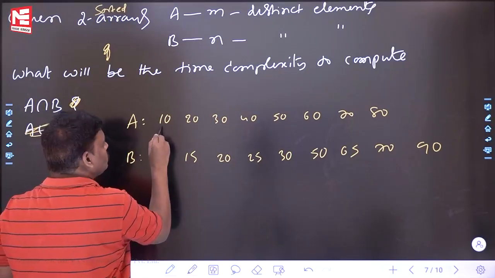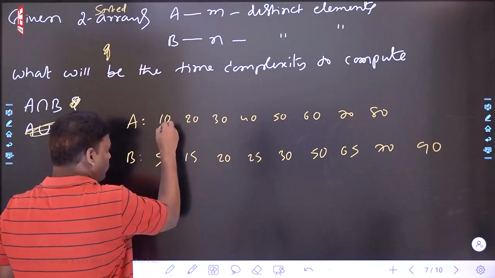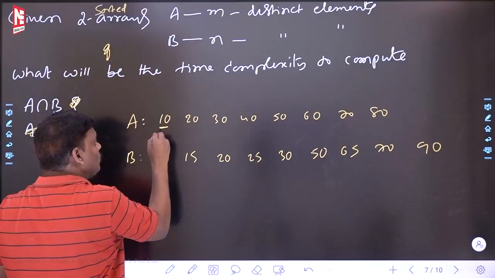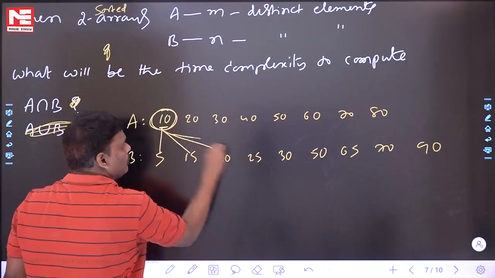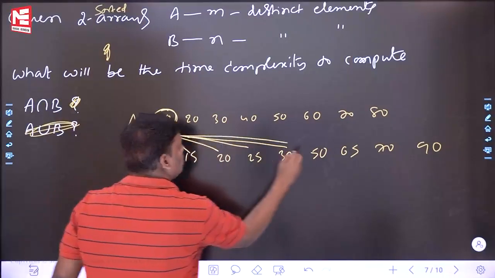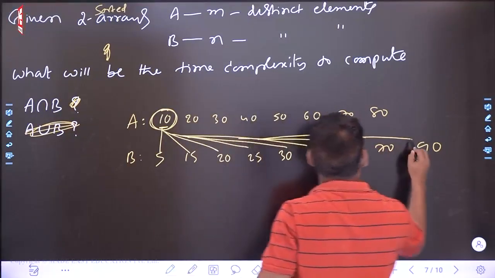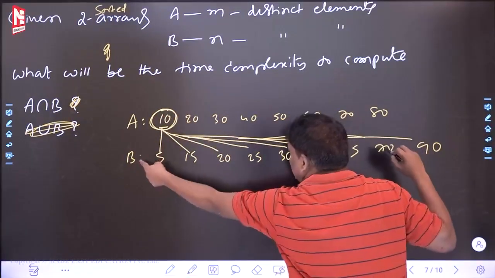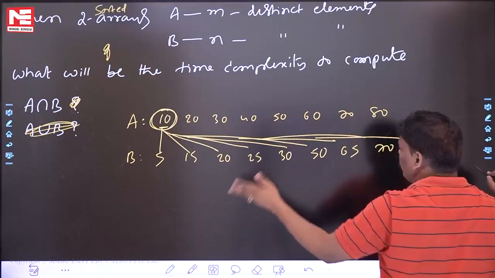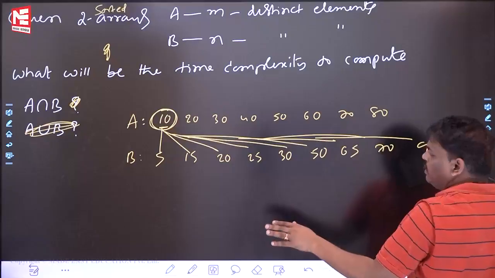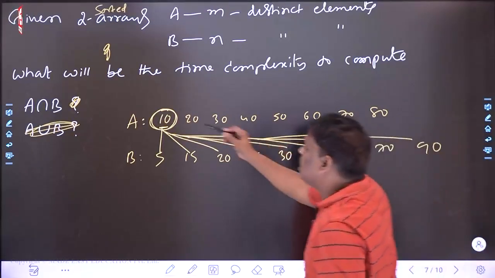In the A array, the first person you take will ask every person, I am 10, is there any 10 like that? He will ask everyone. What does that mean? Asking everyone means linear search. He is doing linear search. For the first person, linear search in the B. Anywhere matching, it's okay, then you will print. Matching not there, it's fine. Right?